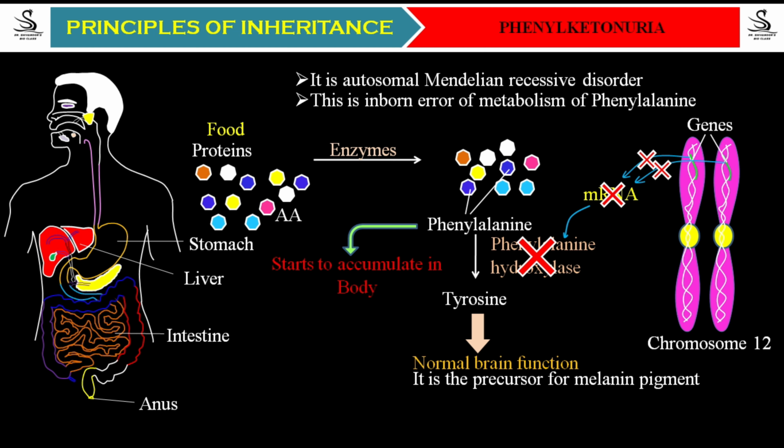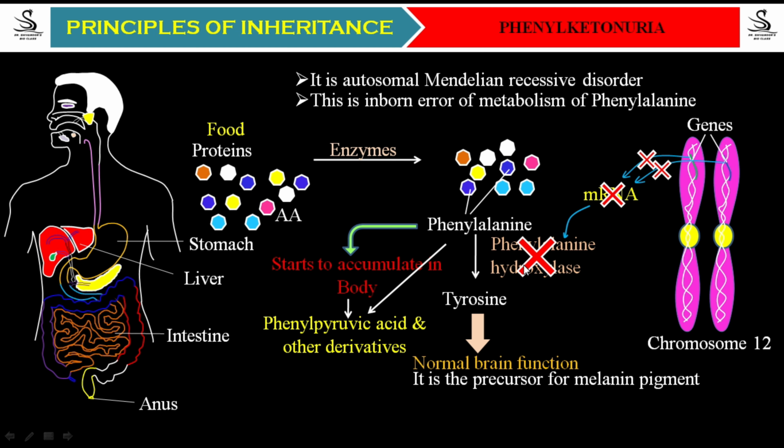Phenylalanine starts to accumulate in our body. Then what will happen after accumulation? It will convert into phenylketone bodies. It will lead to conversion into phenylpyruvic acid and other derivatives. Got it, students? What happened? Due to the absence of this enzyme.